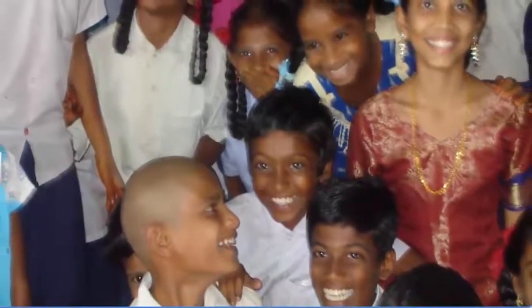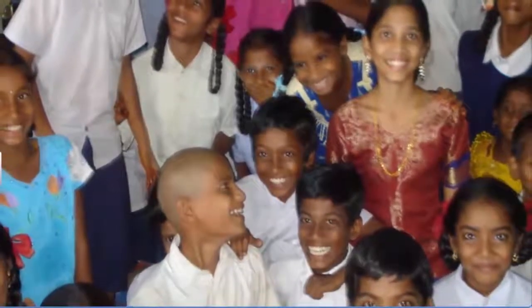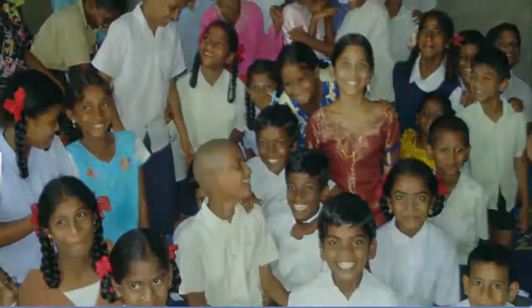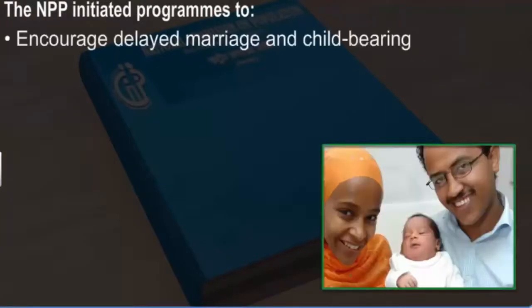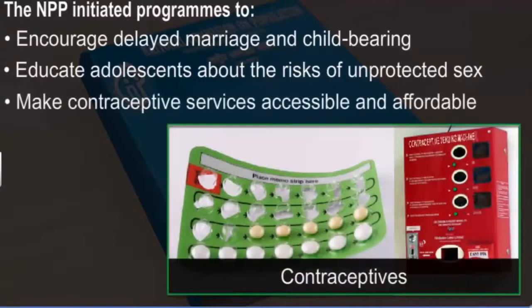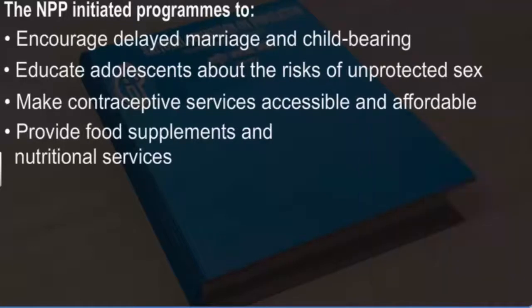Besides nutritional requirements, the NPP laid emphasis on protecting adolescents from unwanted pregnancies and sexually transmitted diseases, STD. The NPP also initiated programs aimed at encouraging delayed marriage and childbearing, educating adolescents about the risk of unprotected sex, making contraceptive services accessible and affordable, providing food supplements and nutritional services, and adopting legal measures to prevent child marriage.